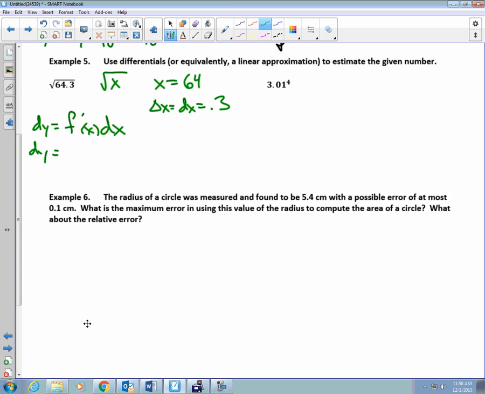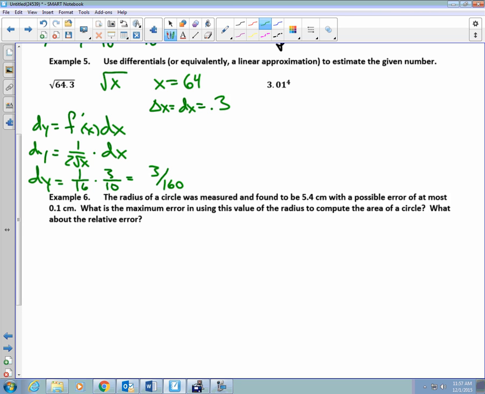Square root of x, 1 over 2 roots of x times dx. So dy is equal to, what do I plug in for x? 64. Square root of 64 is 8, times 2 is 16, so I get 1 over 16 times 3 over 10. I get 3 over 160. So it looks like if I move 3/10 in the x direction, I should move 3/160ths in the y direction.